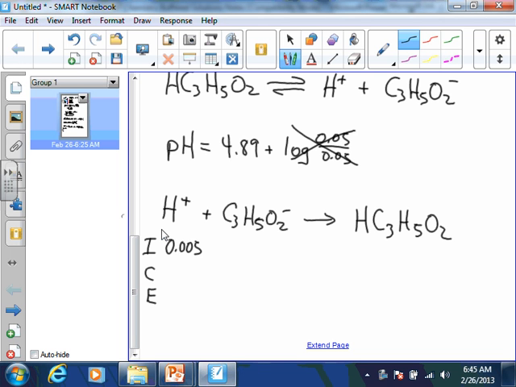How many moles of the C3H5O2 minus do we have? 0.005. And how many moles of the propionic acid do we have initially? Actually, we have some in there because it's a buffer solution, right? So initially we have the same amount. Basically we're adding the same amount of all of these into this solution. Now, this is a very common problem that you might see on the AP exam. So what's going to happen here?